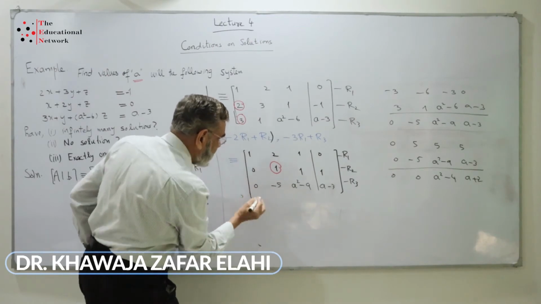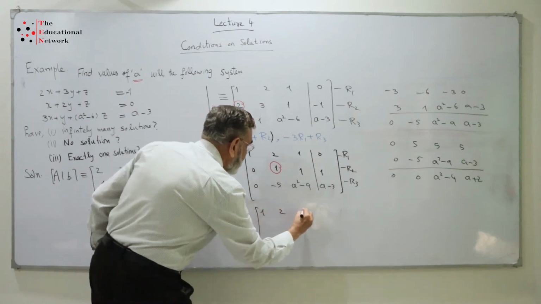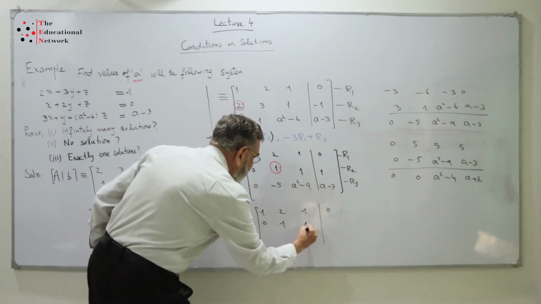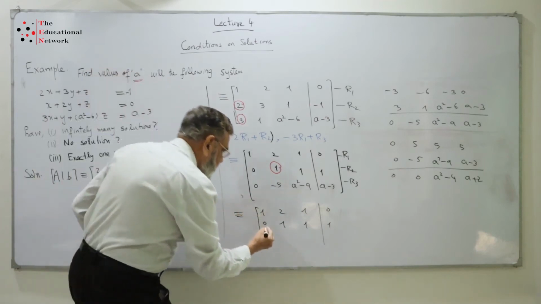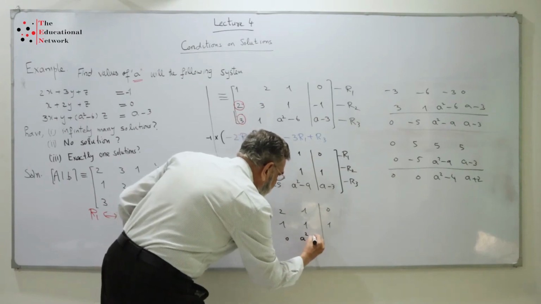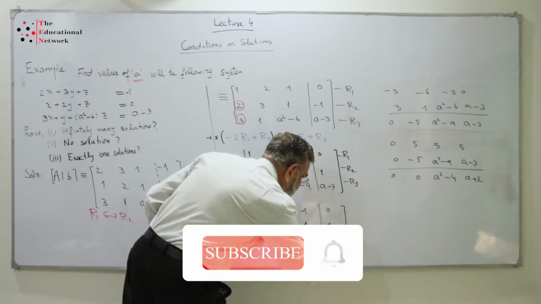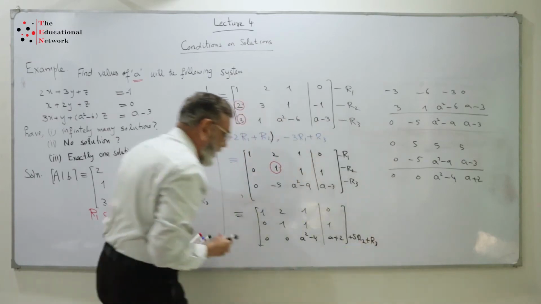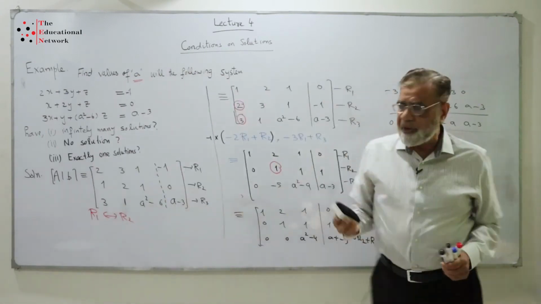So the equivalent matrix has the first row remaining the same, 1, 2, 1 and 0, then 0, 1, 1 and 1. And my last row is 0, 0, a square -4 and a plus 2. The row operation I made was 5 times R2 plus R3. Now I will focus on my last row and take my conclusions from there.